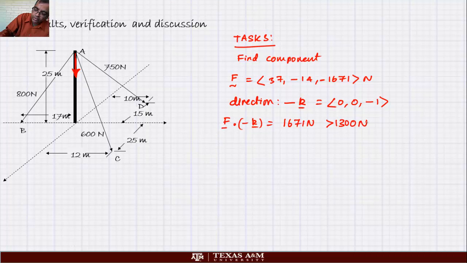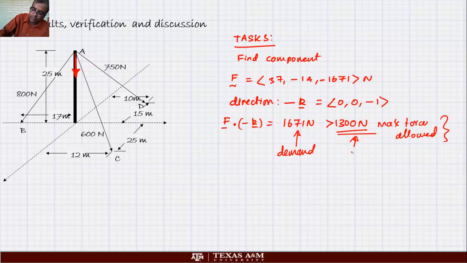You remember what this 1300 newtons is? That was the max force. So this is the demand, sorry, this is the demand, this is the supply. And you know, demand exceeds supply, problem. So it's going to collapse. So you can say, look, this is dangerous. We got to do something about it.